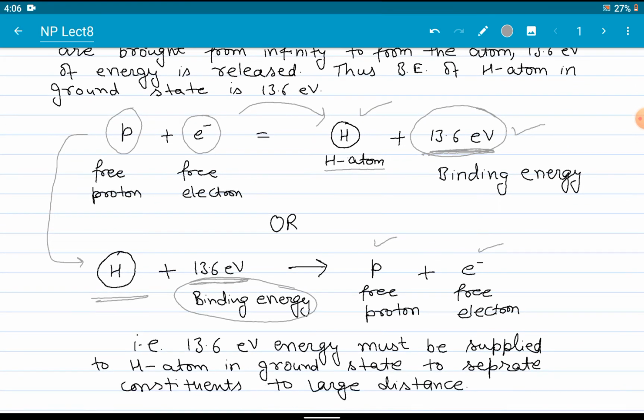So I have written here that 13.6 electron volt energy must be supplied to a hydrogen atom in the ground state to separate the constituents to large distances. When we provide an energy equal to 13.6 electron volts to the hydrogen atom in the ground state, the binding energy of hydrogen is 13.6 electron volts. So we get a free proton and a free electron. Okay, now come to the case of a nucleus.